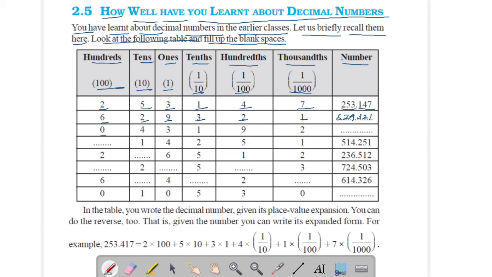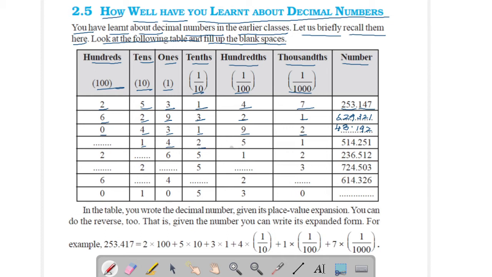Now come to third part. It is 0, 4, 3, 1, 9, and 2. Here you have to write the number. The 0 is on hundreds place. The 0 multiplied by 100 will be 0. We don't write it. 4 into 10, it is 40. It will be 43.192. This is your answer.